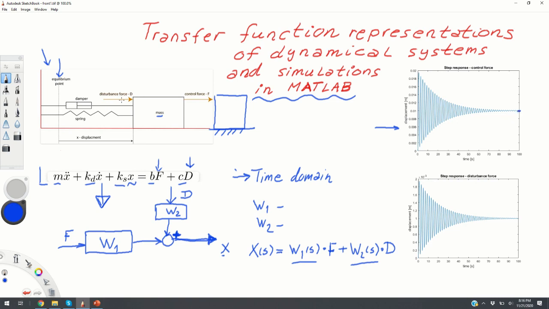Similarly, if you apply a disturbance force D, and if you keep this disturbance force constant and equal to 1, for example, your displacement will behave like this. It will similarly oscillate and it will settle at certain position.